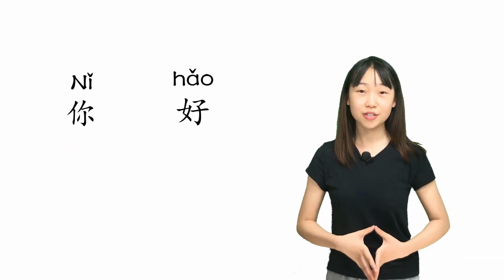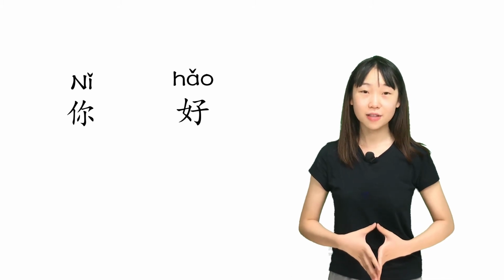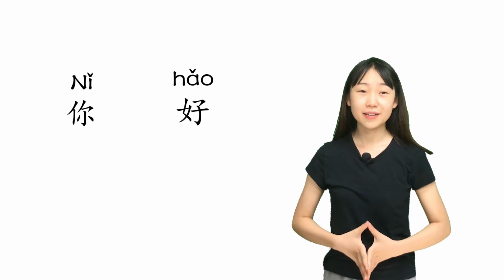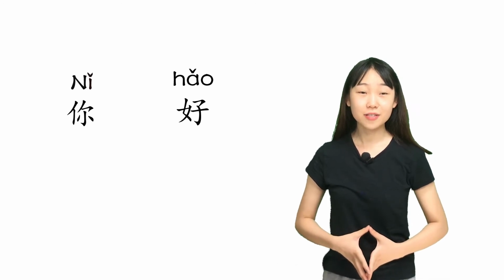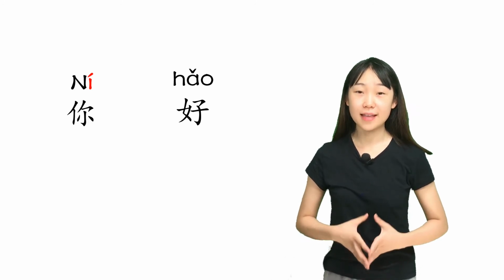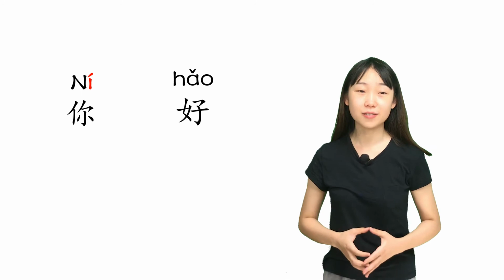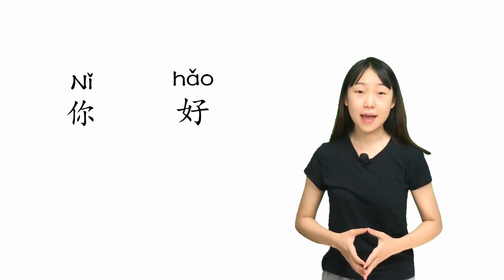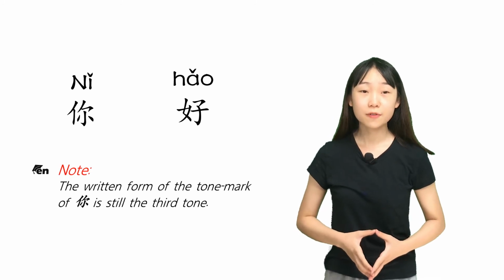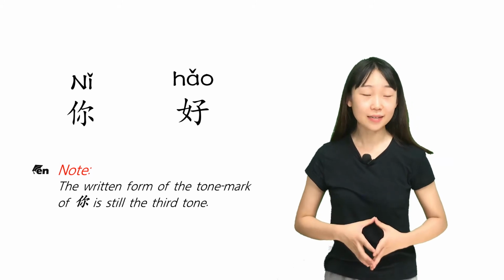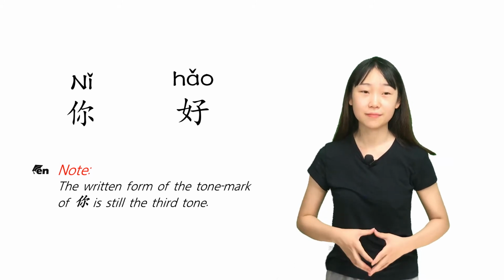There is tone change in the two characters 你 and 好. That is the tone change rule of the third tone. When two third tone syllables are read in sequence, the first syllable turns into the second tone. We have learned the tone change rule in lesson 11 of our pronunciation course. Here, 你 and 好, both of them have the third tone. So, the first character, 你, should be read into the second tone, 你, according to the rule of the third tone change.